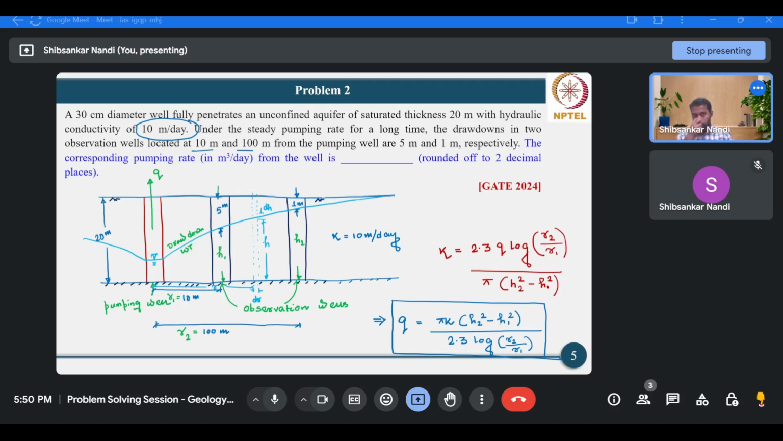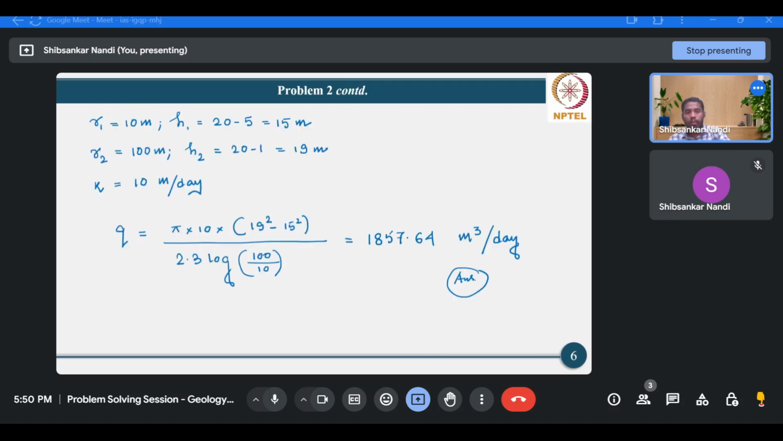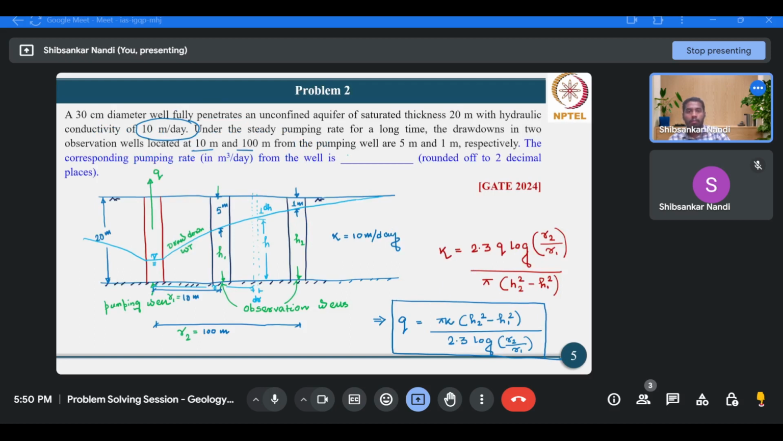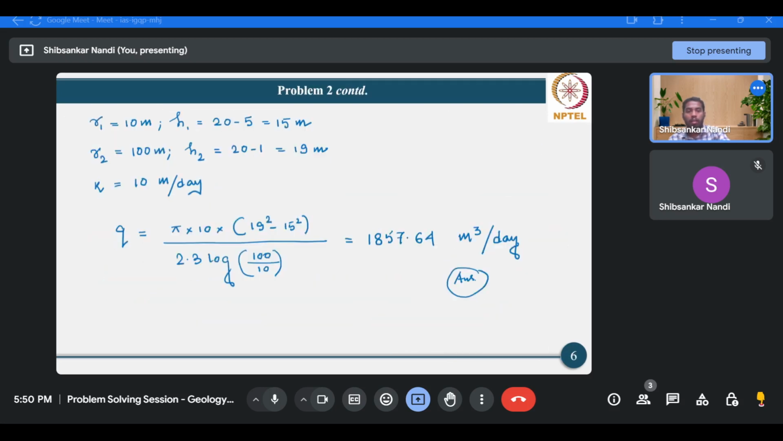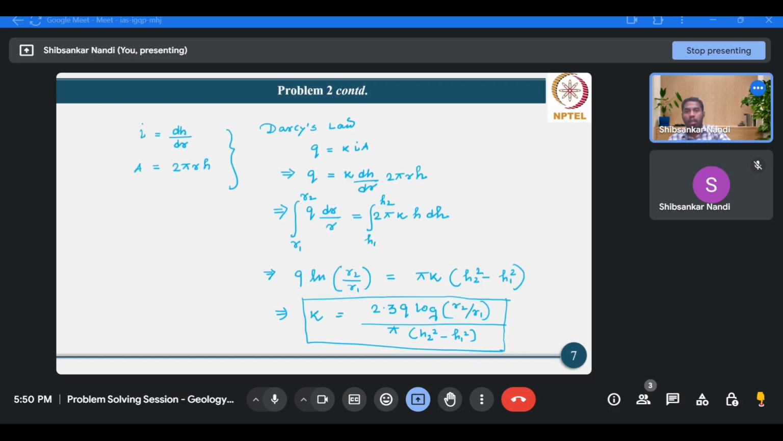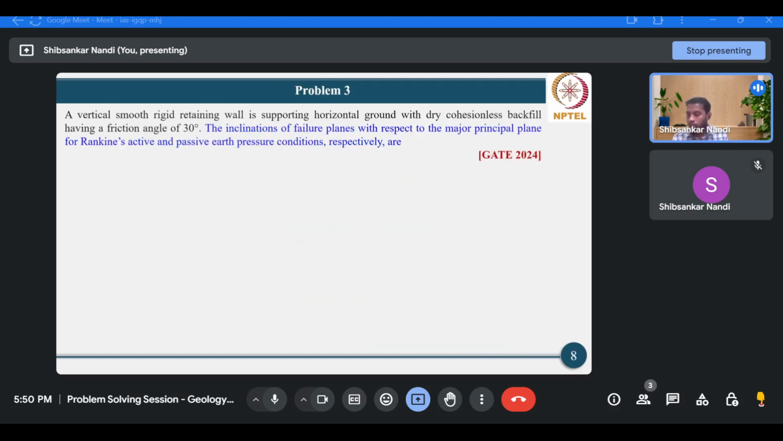So exactly what we have used, or what we have written at the beginning of this problem. Okay, so this is for those who cannot recall this expression, so they can derive this equation and then substitute the appropriate values in this expression to get the value of pumping rate, which we have got as 1857.64 meter cube per day. Okay.